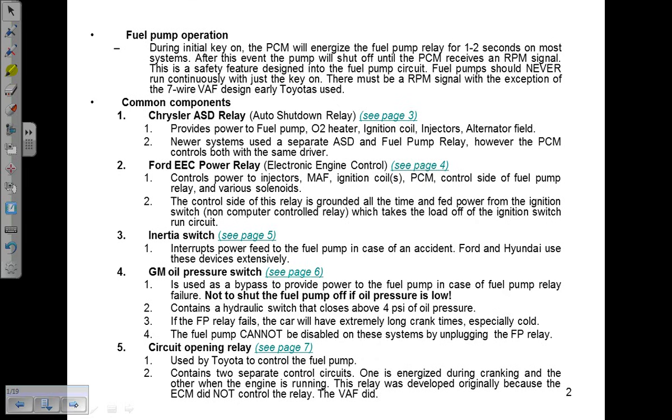I have some common components I've listed up here, and this by no means is most of the cars. This is just our domestics. There's so many different designs out there. I just kind of picked out some things you want to look for, and there's going to be similarities with each of these. Starting with the Chrysler ASD relay.